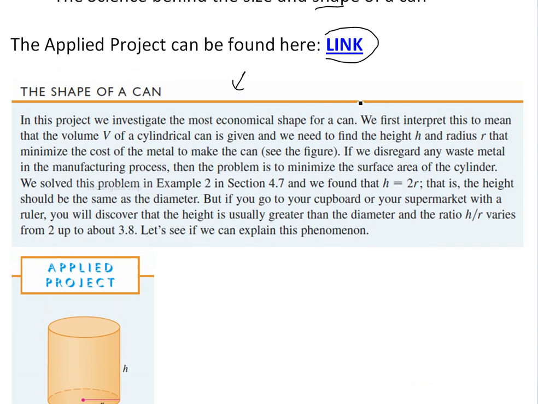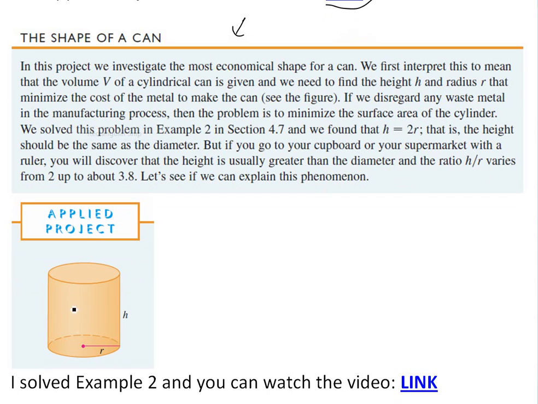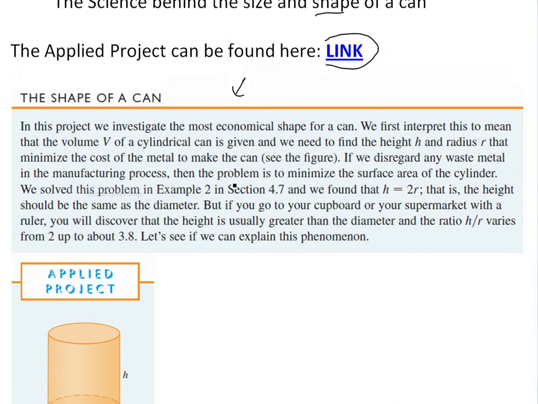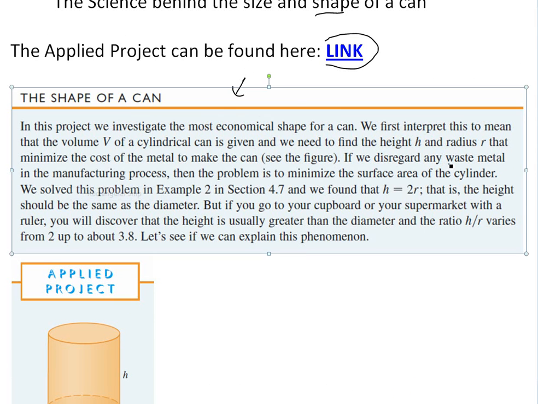In this project, we investigate the most economical shape for a can. We first interpreted this to mean the volume of a cylindrical can is given, and we need to find the height and radius that minimizes the cost of metal. You can see this figure, so we've got to basically minimize this. We need to find the ratio of r to h that would minimize the cost of the can. If we disregard any waste material, and just consider the cost of the metal, then all you do is minimize surface area for a given volume. If the volume is constant, let's write that down there. So basically minimize the surface area.